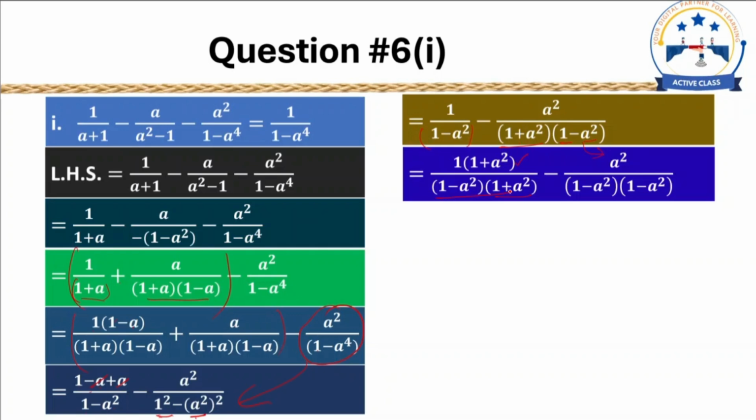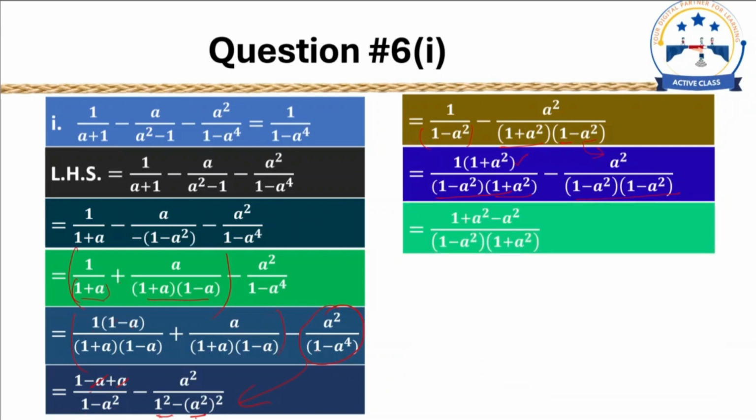Finally, look, the denominators are same, means the fractions are like. So you can simply write the one denominator as LCM and perform the simplification in the numerator. Means 1 times 1 is 1, 1 times a square, and this minus a square comes in the numerator. Now, plus a square minus a square becomes 0, right? So, what happens? In the numerator there comes only 1. In the denominator, 1 minus a square, 1 plus a square.